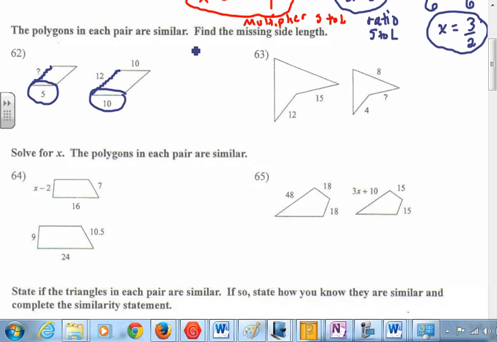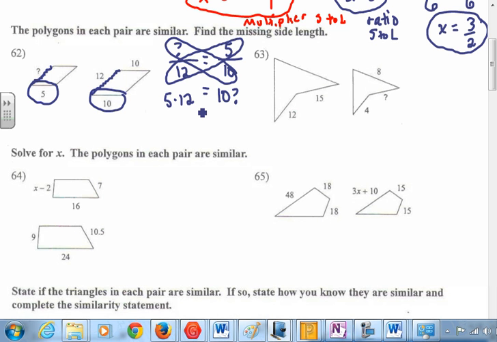Very good. So let's set up our proportion. We've got question mark compares to 12, just as 5, I had to go back to my original figure, compares to 10. How do we solve a proportion? Cross multiply. Very good. So we have 5 times 12 is equal to 10 question marks. What is 5 times 12? 60. So 10 question marks equals 60, which means question mark equals 6.